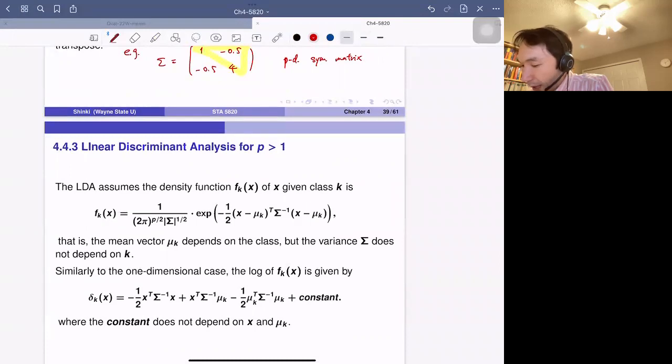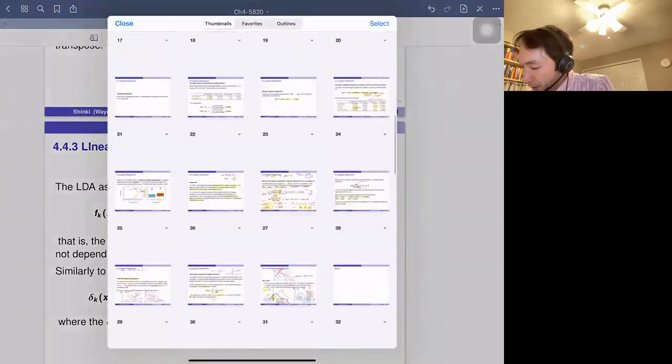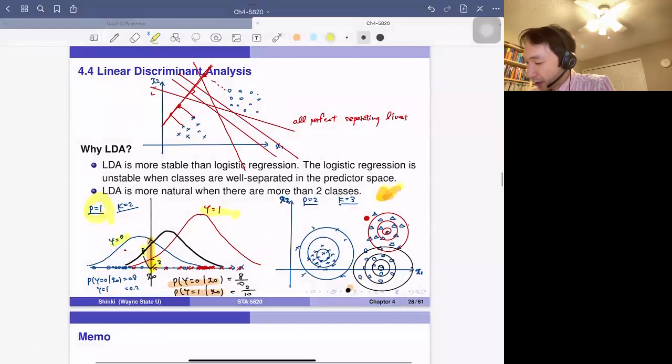Yeah, and LDA assumes that these sigmas are the same. So mu1 to mu k are different. So the groups have different centers, but the sigma are the same. So that means if we make a graph, like this situation, these 3 graphs, the contour plots of these 3 groups, have the same shape. So that is our assumption.